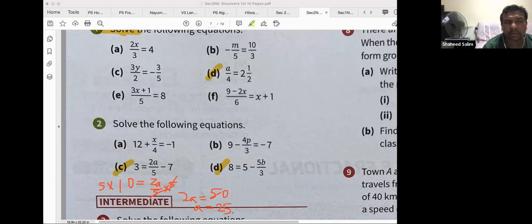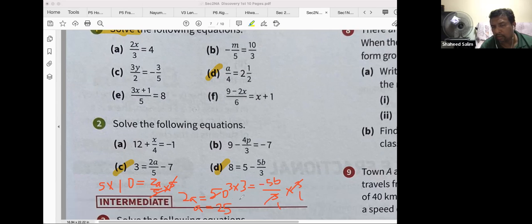Okay, this one now, I just show very quickly. Bring the 5 over. Minus 5. 8 minus 5 gets 3. Minus 5b over 3. Get rid of the 3: times 3 on the left side, times 3 on the right side. The right side cancels, no more 3. So 3 times 3, 9. So 9 equals minus 5b, or minus 5b equals 9. What is b? b equals 9 divided by 5, but negative.